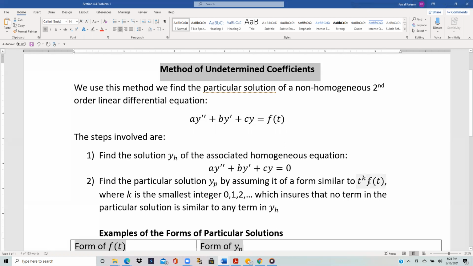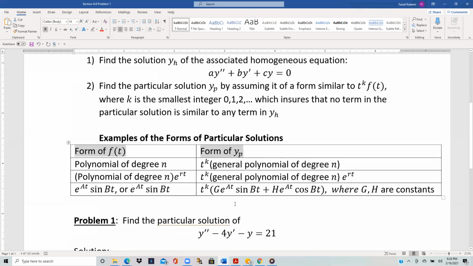So if all of f of t terms are different from the homogeneous equation solution, then we don't multiply by any power of t. But if there is some matching term, then we multiply by t. And if still there is some matching term, then we multiply by t squared. And we keep going to higher powers of t until there is no matching term in the particular solution to the solution of the homogeneous equation. And this will become more clear once we start working some examples.